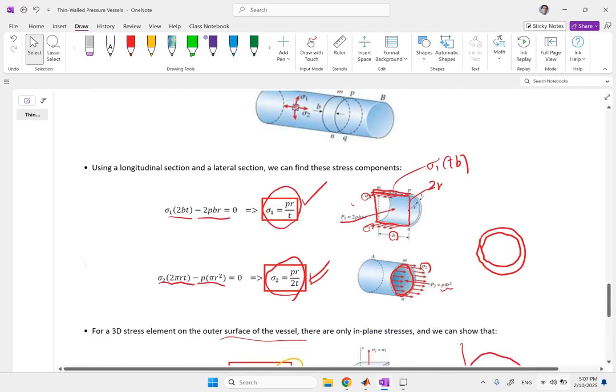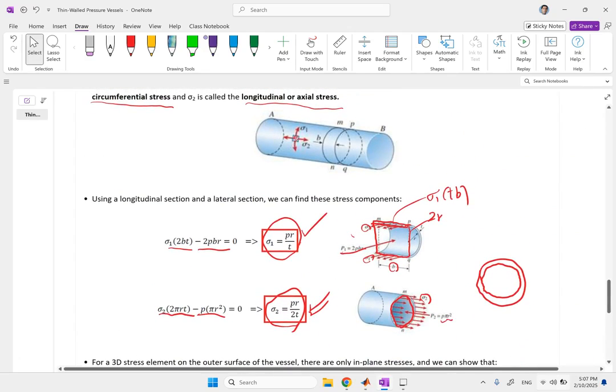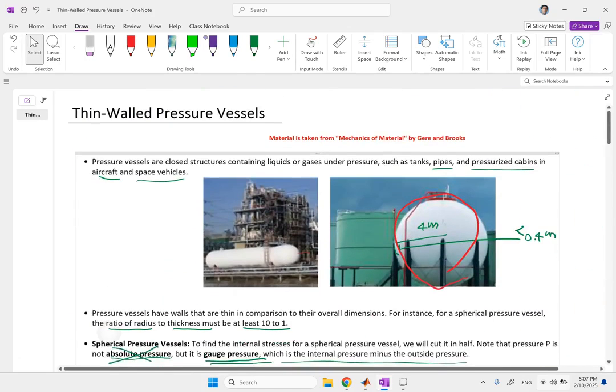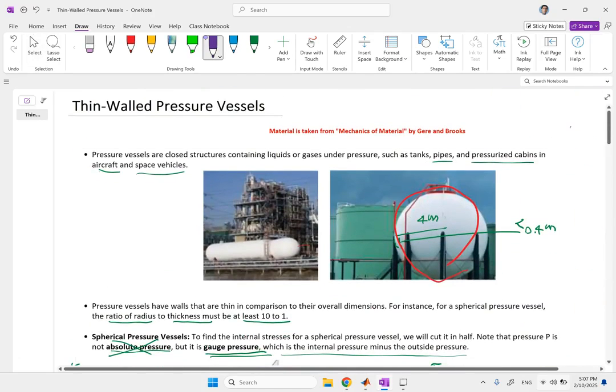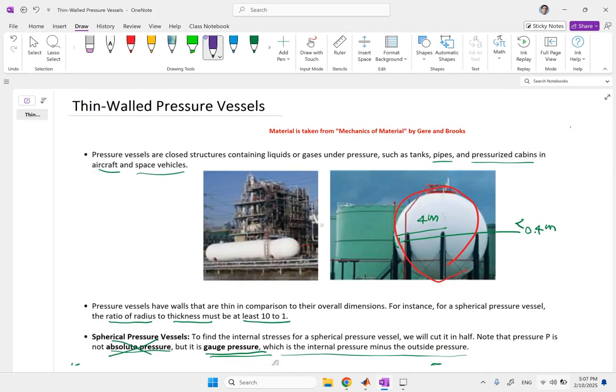Okay, so these are the stresses in thin-walled spherical and cylindrical pressure vessels, and we solved one problem, and we revisited the Mohr circle for the elements inside and outside these tanks. So it is a practice on the Mohr circle as well.